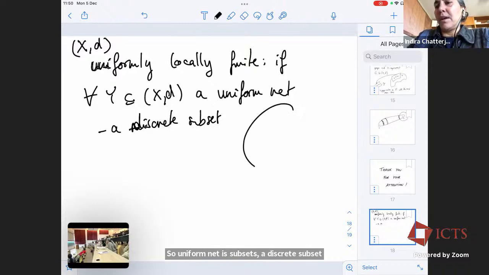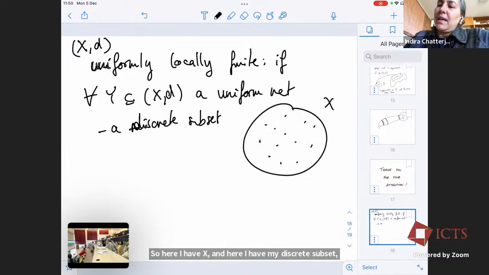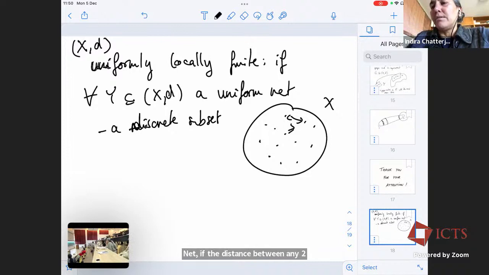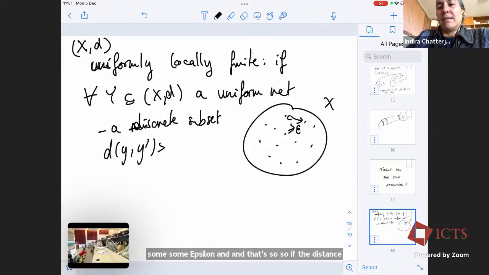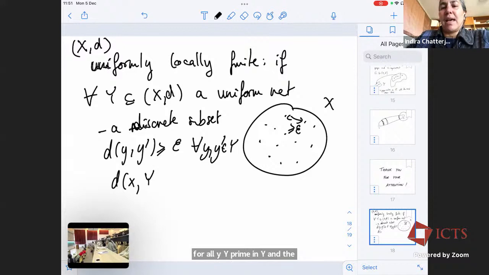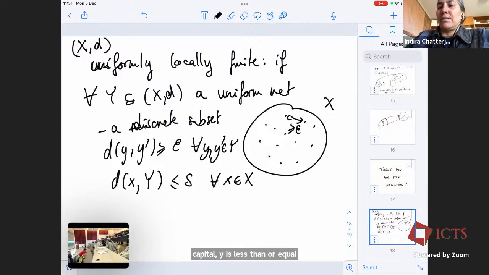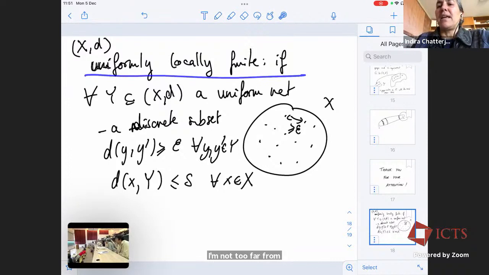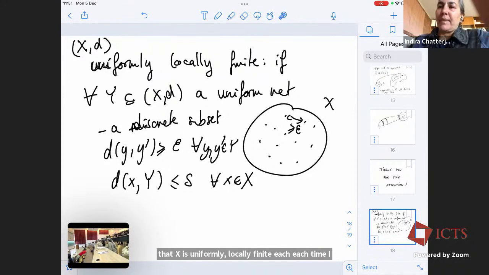So here I have X and here I have my discrete subset, and I'm saying it's a uniform net if the distance between any two points is at least some epsilon, so the distance between y and y prime is greater or equal to epsilon for all y prime in Y, and the distance between x and capital Y is less than or equal to delta for any x in X. So it means that each time I'm somewhere else, I'm not too far from Y. And I'm going to say that X is uniformly locally finite each time I take a uniform net. So it's something that approximates X uniformly.